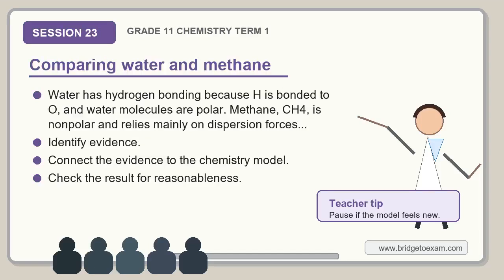Now let's work an example. Comparing water and methane. Water has hydrogen bonding because H is bonded to O, and water molecules are polar. Methane, CH4, is nonpolar and relies mainly on dispersion forces. Water therefore has a much higher boiling point than methane, despite having a relatively small molar mass. Notice how the answer comes from evidence and reasoning, not from guessing.